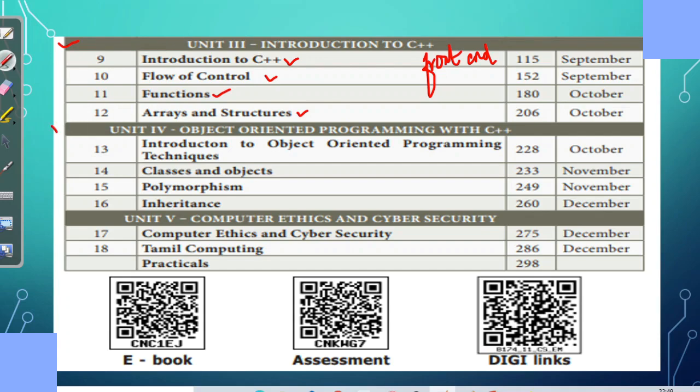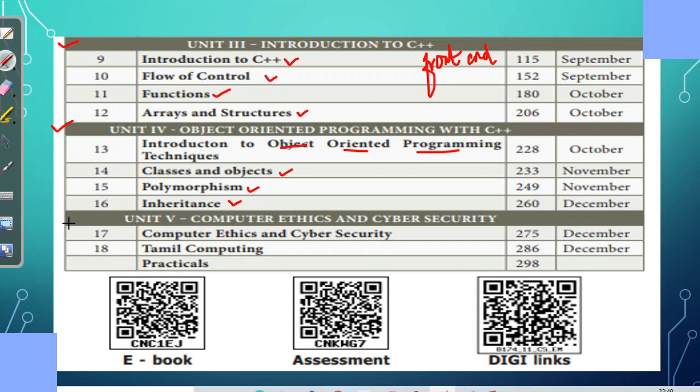Coming to the fourth unit, we are going to study the techniques to be followed in OOP programs. C++ is also called OOP, object oriented programming. Next, what is the use of class and object? What is meant by polymorphism and inheritance? So this is the 4th unit, which has 4 chapters.